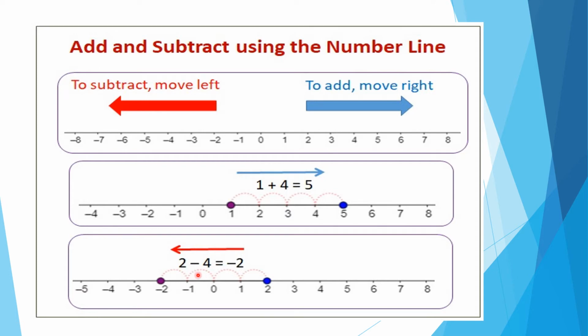Now the second example, 2 minus 4. You first move to 2 from 0. Here is 2. Now you are going minus 4. That means you are going to the left side, 4 steps to the left side. So 1, 2, 3, 4. So where do we reach? We reach minus 2. So 2 minus 4 is minus 2.